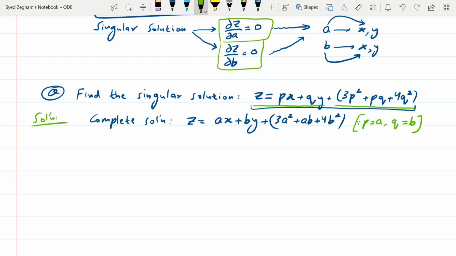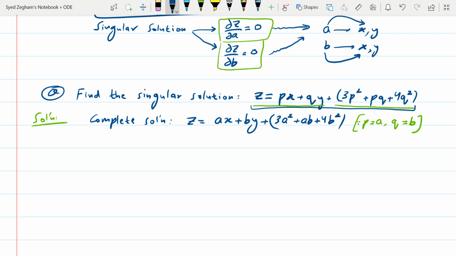We will try to write a and b in terms of x and y, and when we are done with that, we will put it back in our complete solution. We will put the values of a and b in terms of x and y back in the complete solution. That will give us the singular solution which we are searching for. Okay, so let us continue.